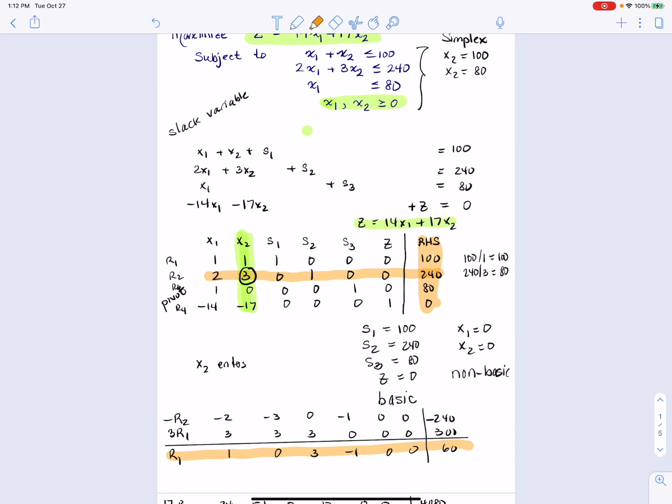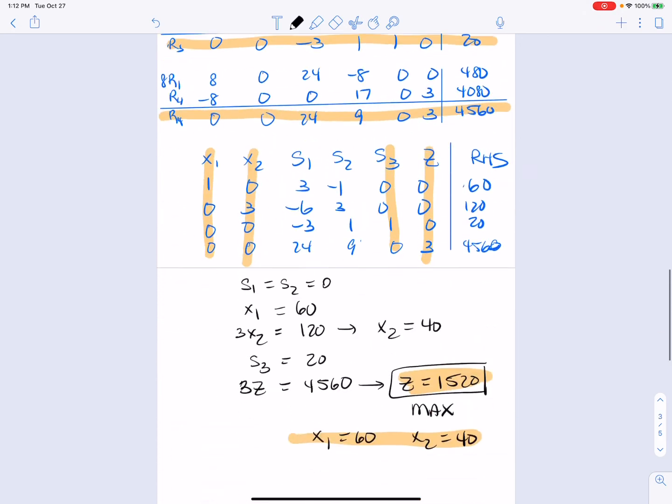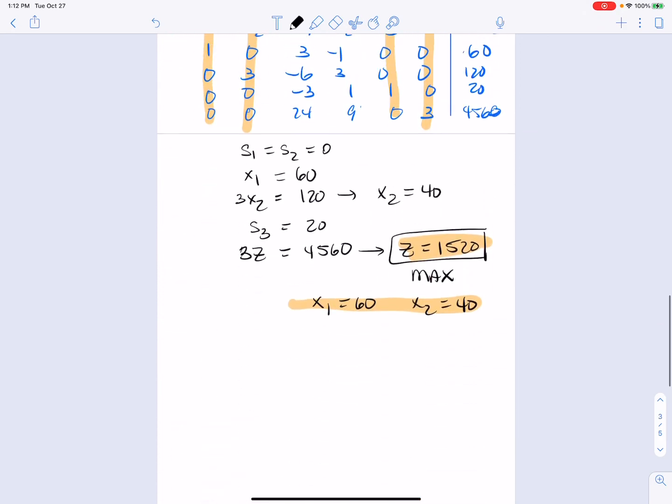S3 is in this constraint, and you notice our optimal solution has x1 being 60. So yeah, we didn't use that whole constraint. There are 20 units left over from that constraint. So the simplex method actually tells us a lot of information that way. It doesn't only tell us what our optimal solution is, but how much is left over and from which constraint.